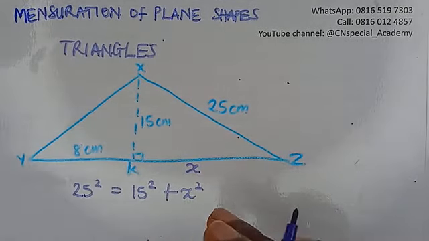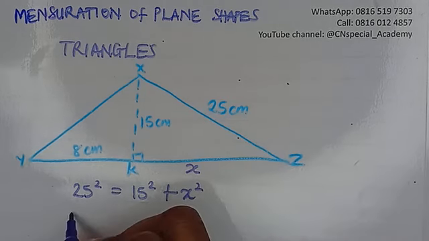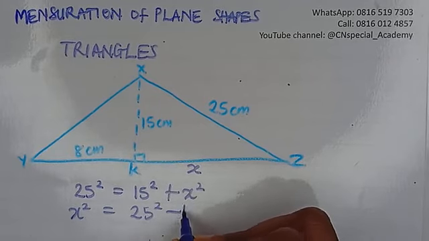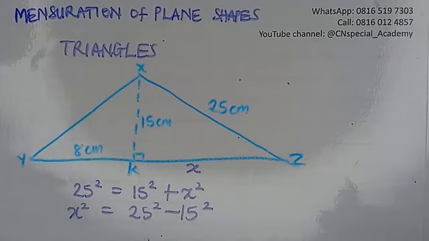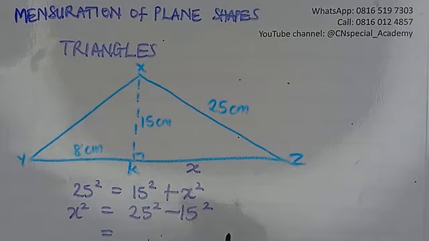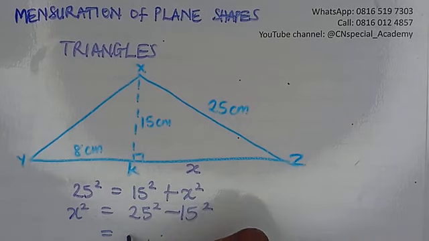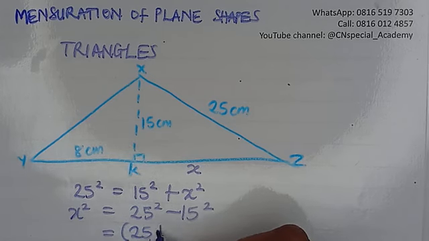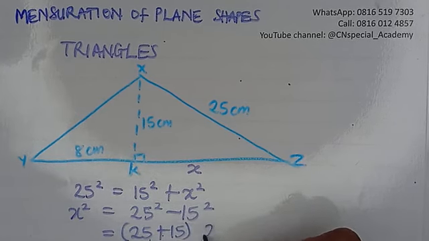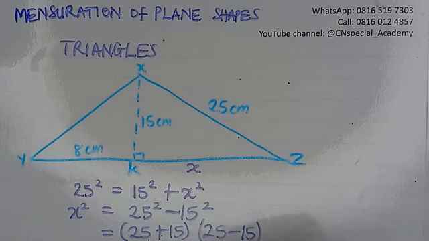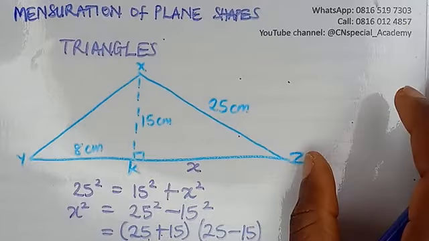Now to make x the subject of the formula, we have that x squared is equal to 25 squared minus 15 squared. Let's just solve this without a calculator. This is the difference of two squares: 25 plus 15, 25 minus 15. Sometimes it's easier to handle calculations this way.